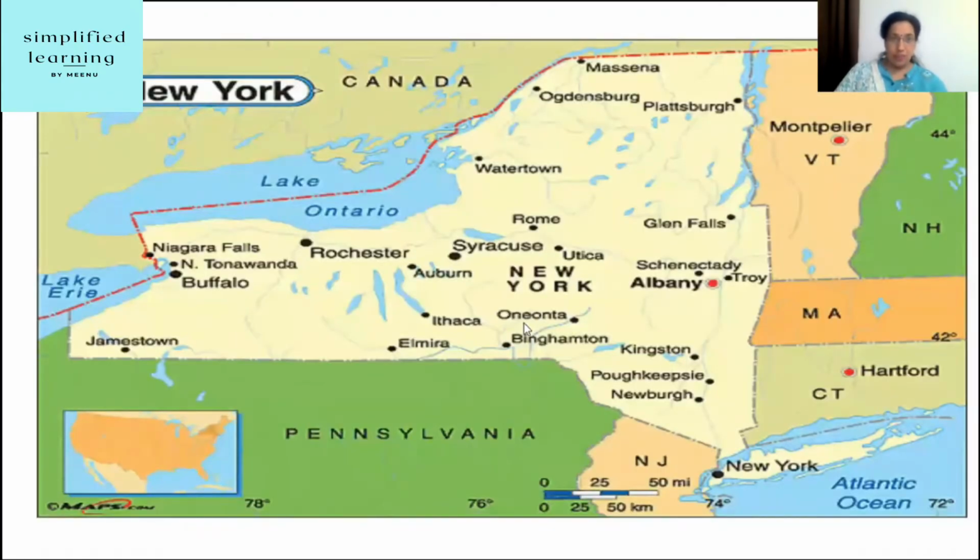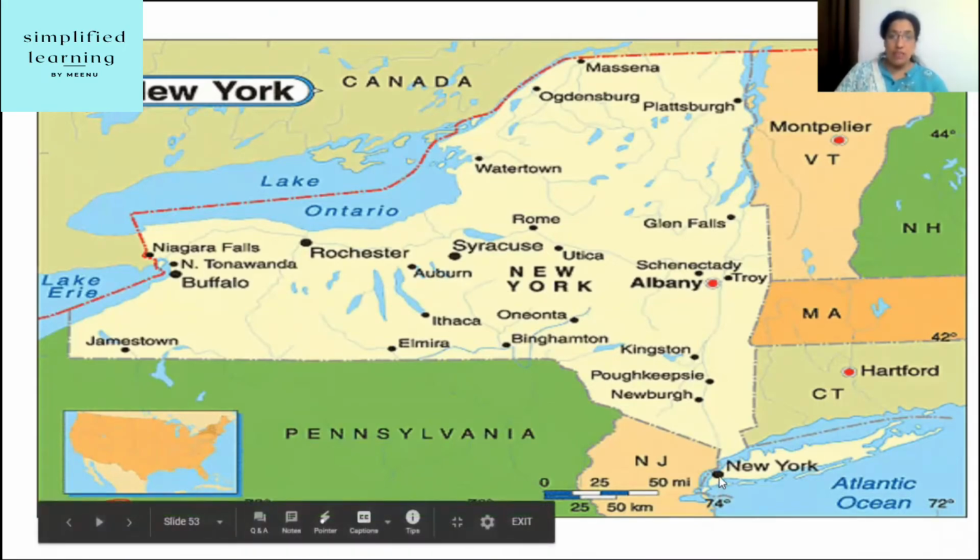Let's understand. Now this is the map of New York. This is New York State. Can you see New York written here? Yes. Now where is New York City? Yes, to the southeast part of New York State. Clear? So this is the state, New York State, and this is New York City.